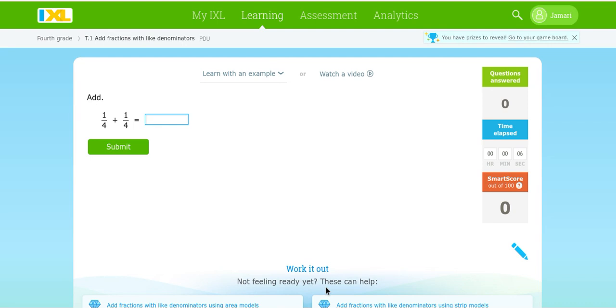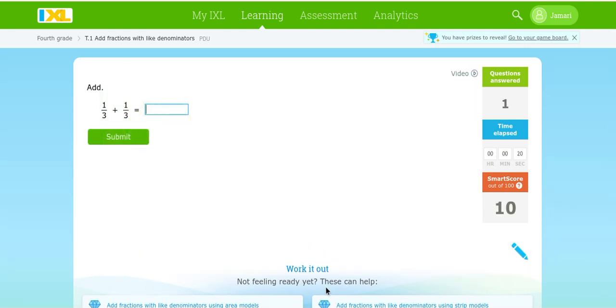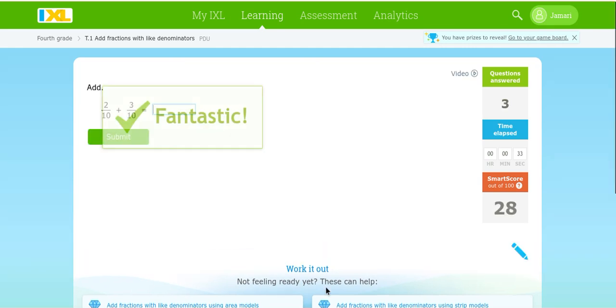Alright, so it's just like a regular addition. 1 plus 1, we know that is 2. And 4 plus 4 will stay the same, so this will automatically be 2 fourths. Ready? 4 plus 1, 5. And then the denominator will stay the same.